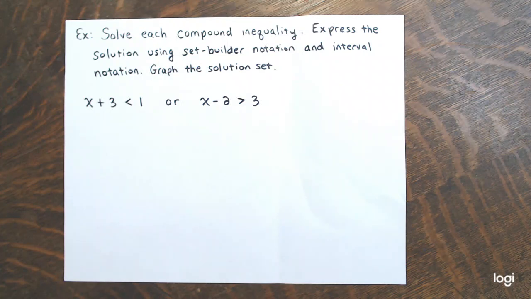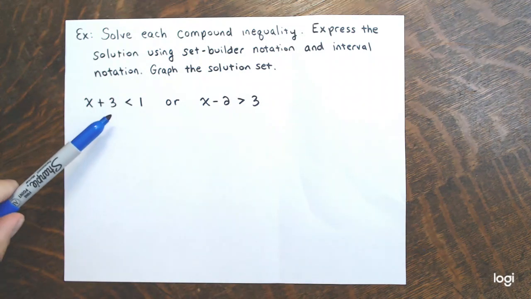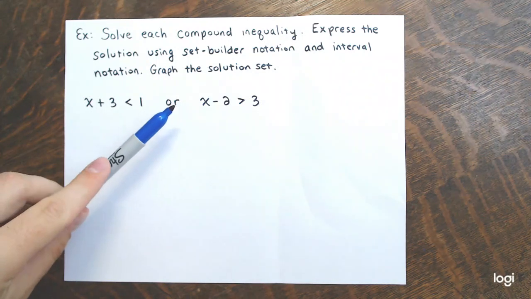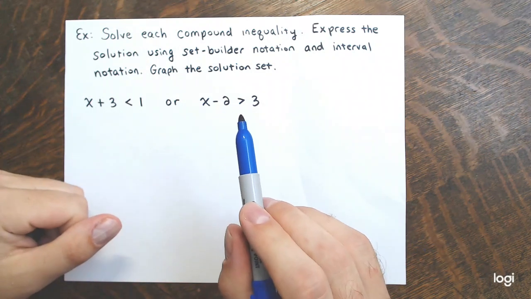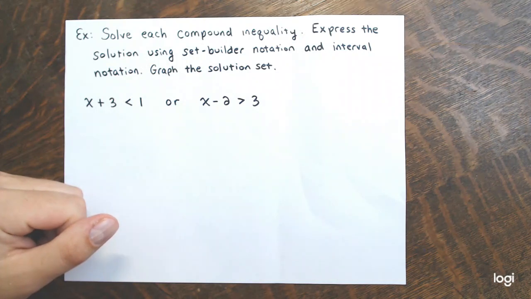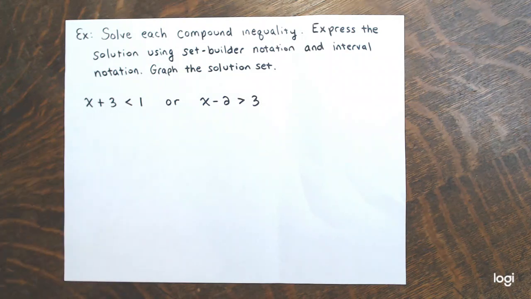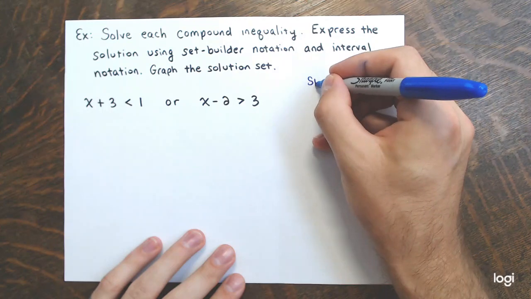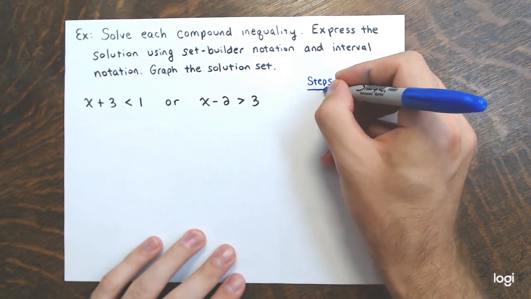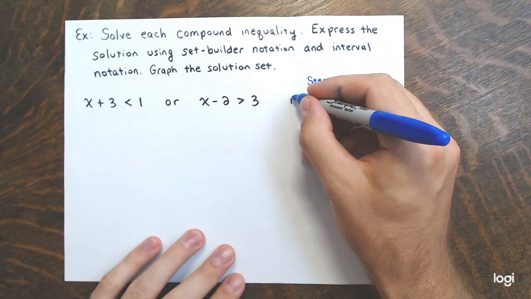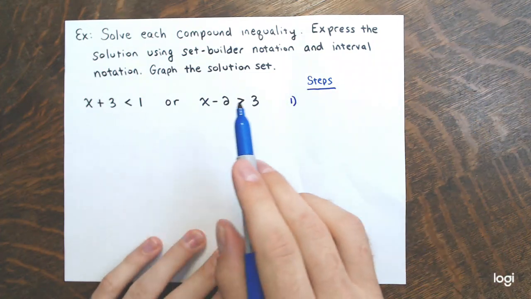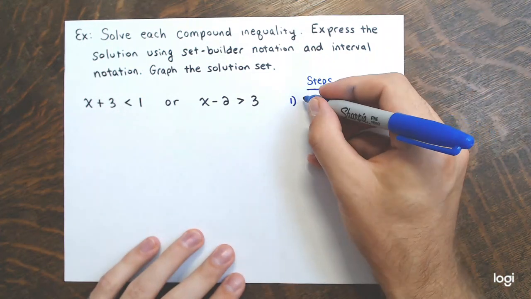Here's my first compound inequality: x plus 3 is less than 1 or x minus 2 is greater than 3. So what are we looking for here? What are we trying to do? When I'm asked to solve an equation or an inequality, I'm trying to find numbers that'll make it true. So what would make this entire statement a true statement? Here are the steps I'm going to go through off to the side. First, I'm going to solve each of the inequalities in this statement separately.